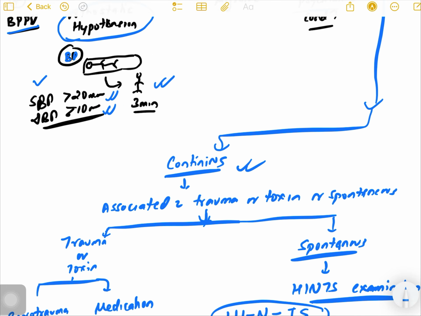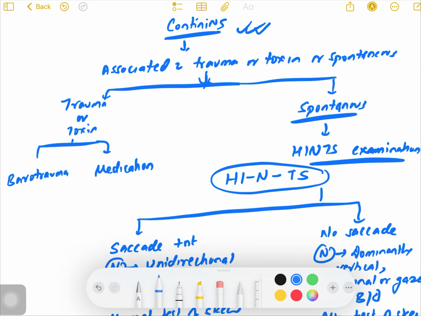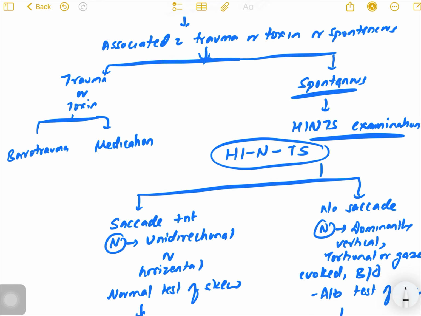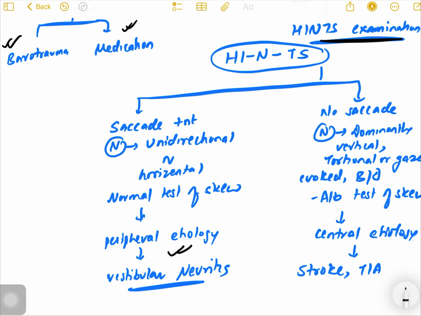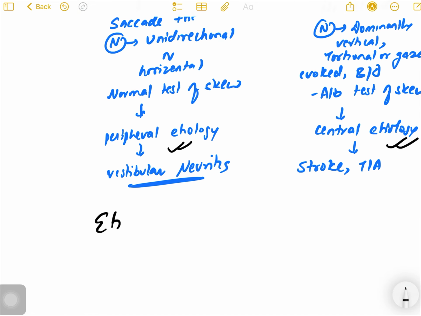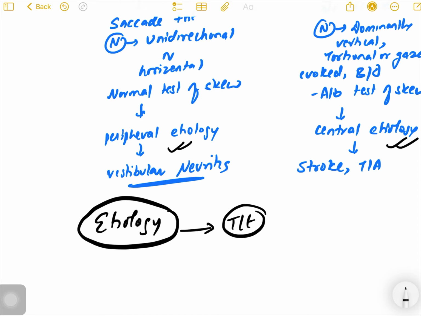While if the dizziness is continuous, then we have to look if it's associated with trauma, toxin, or spontaneous. If it's due to trauma, it can be viral trauma, or a toxin like a medication such as benzodiazepine. If the dizziness is spontaneous, then we have to do the HINTS test to rule out peripheral or central etiology of dizziness. After knowing the etiology of a certain type of dizziness or vertigo, we'll give the treatment accordingly. Thank you. This much for today.